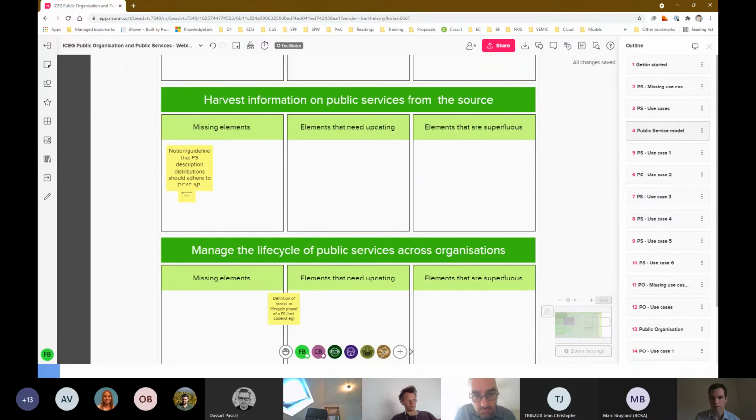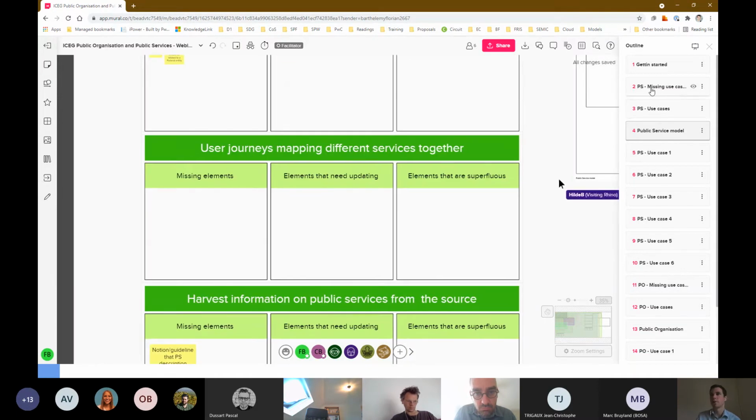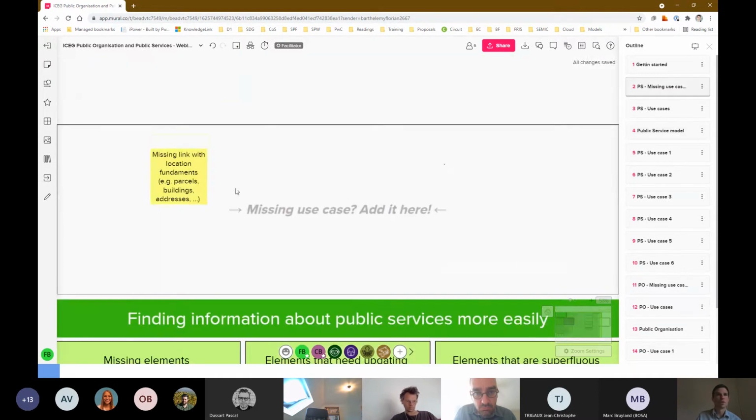And with that, should we have another minute, or are we good to start? I think we can start. Let's quickly go to first the missing use cases.